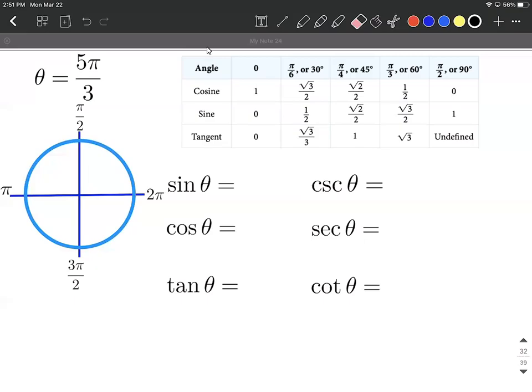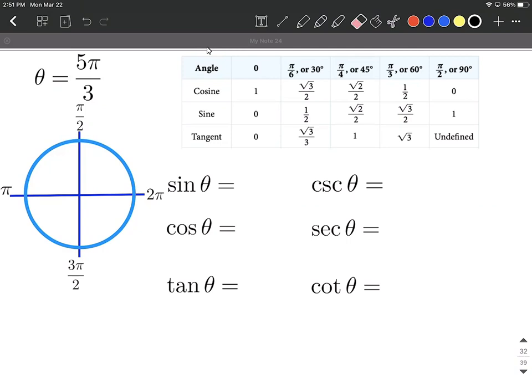In this example, we're given an angle theta, 5 pi over 3, and we are asked to find each of the 6 trigonometric functions evaluated at theta. To do so, we're going to find a reference angle first. I'm also assuming that we have down these 3 very special angles, pi over 6, pi over 4, pi over 3, and their corresponding values for cosine, sine, and tangent.